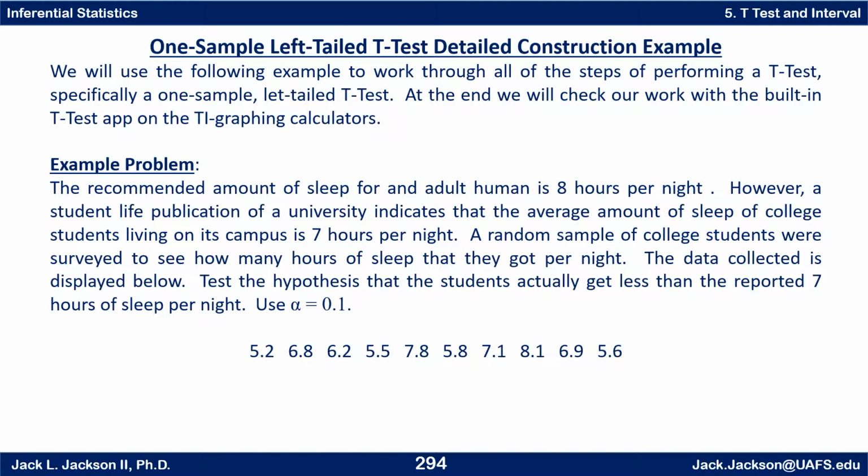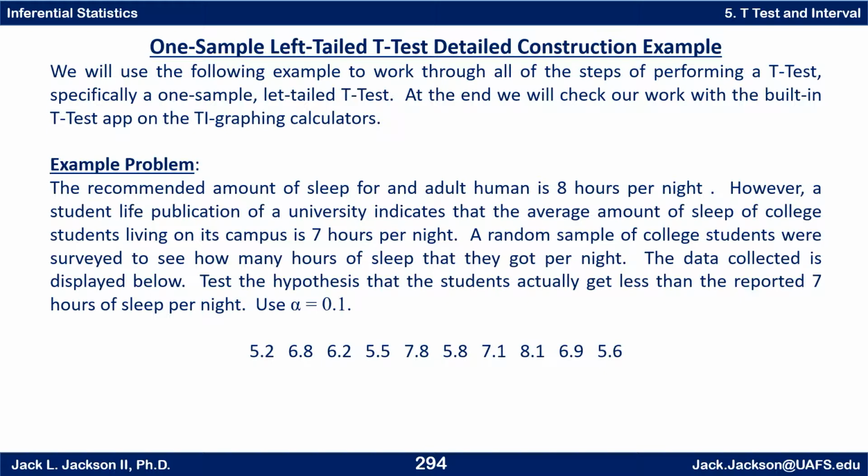So the example problem: the recommended amount of sleep for an adult human is 8 hours per night. However, a student life publication of a university indicates the average amount of sleep of college students living on its campus is 7 hours per night. Well, perhaps we think that maybe that's not even right, that maybe it's less. So we take a random sample of college students and survey to see how many hours of sleep they got per night. The data is collected and displayed below. We want to test the hypothesis that the students actually got less than the reported 7 hours of sleep per night. Use alpha equals 0.1.